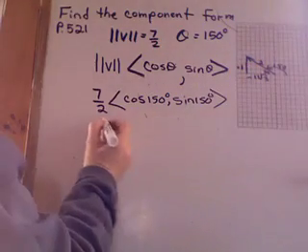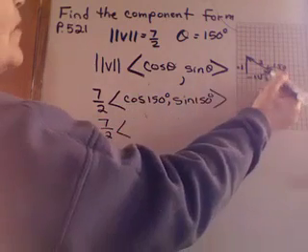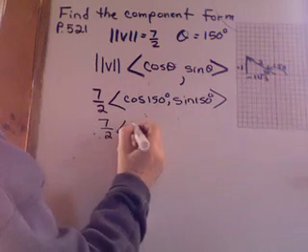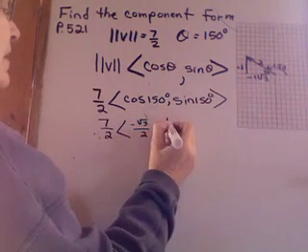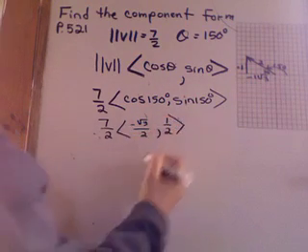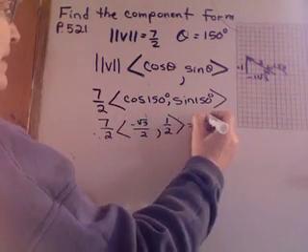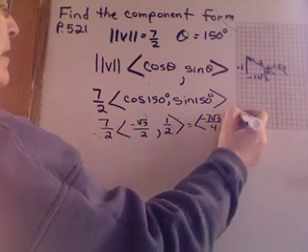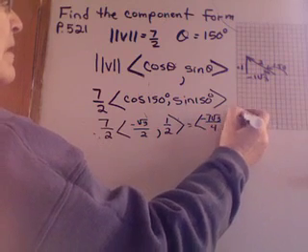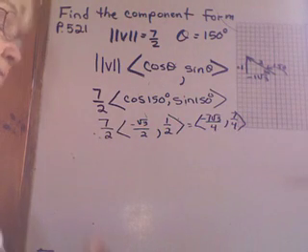All right, so here's the final answer. 7/2. What's the cosine of 150? Negative √3 over 2. What's the sine of 150? 1 over 2. There we go. Need to simplify it though. So final answer would be negative 7 √3 over 4, 7 over 4 in the component form notation. So there we go. That's number 53.